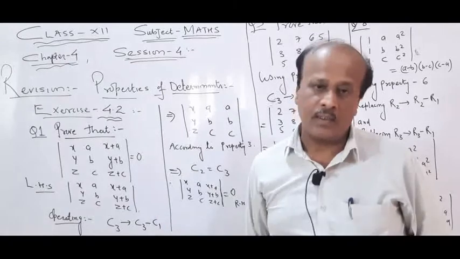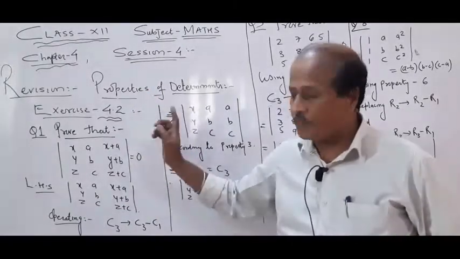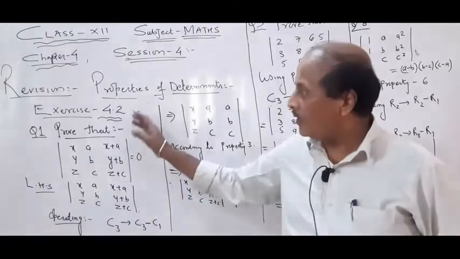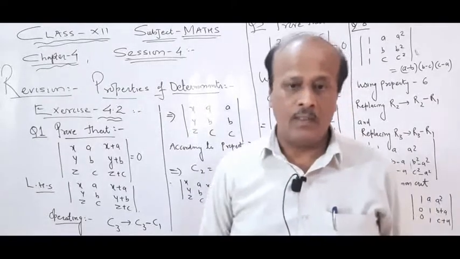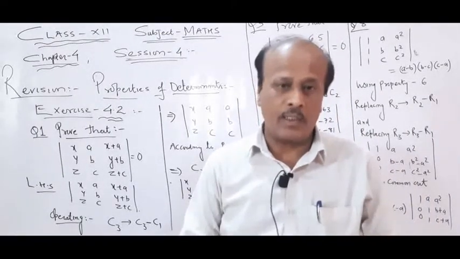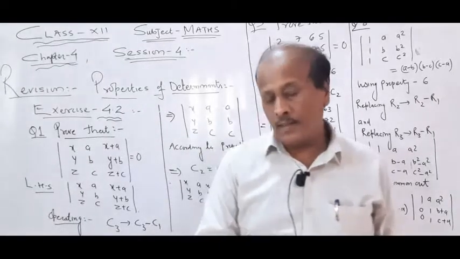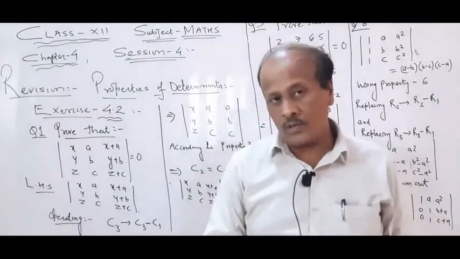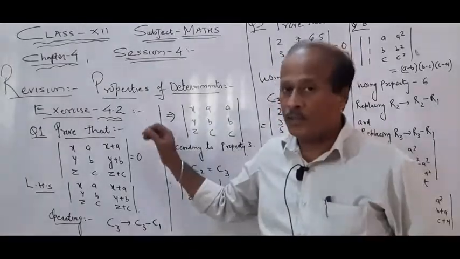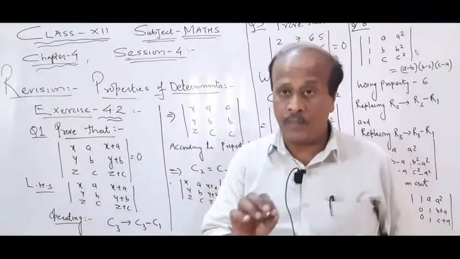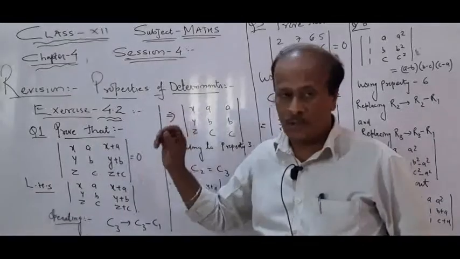Go through the last session, you will know about all the 5-6 properties. So the first property says that if you are interchanging the rows and columns, there is no change in the value of a determinant. Now what is the second property? The second property says that whenever there is an interchange of rows with rows or columns with columns, the value of the determinant will differ by a minus sign. So that is property number 2.